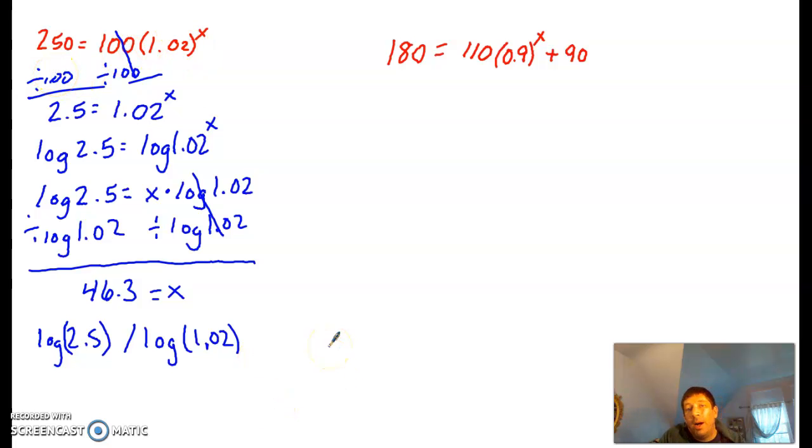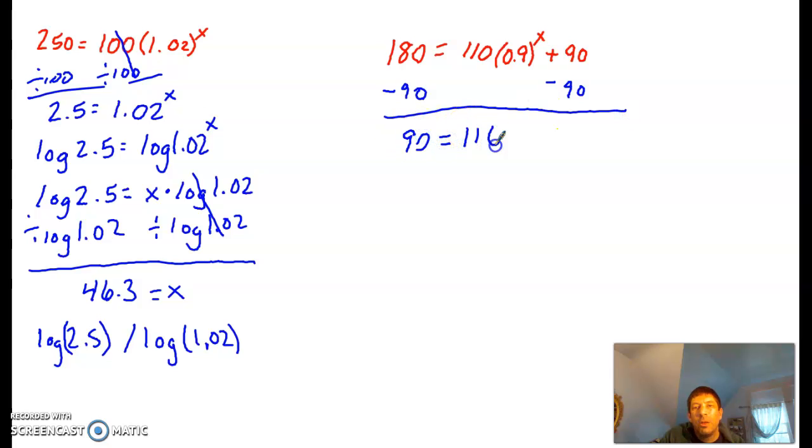All right, this problem over here on the right is a little bit more complicated because now we've added this 90 to the end of the equation. That's an asymptote. So the first thing that we have to do is get rid of that 90. So we subtract 90 from each side, and 180 minus 90 is 90, equals 110 times 0.9 to the x. Now this problem looks just like the one that we just finished. So the first thing we have to do now is divide by 110.